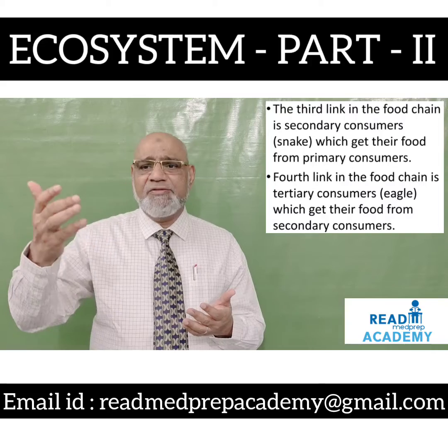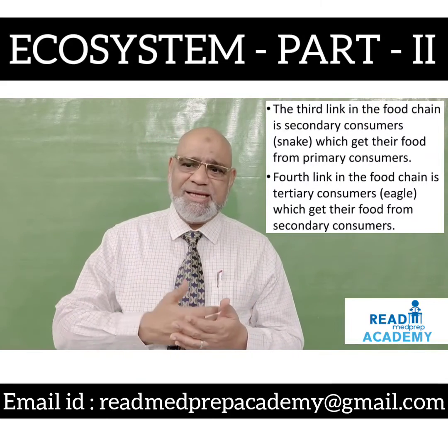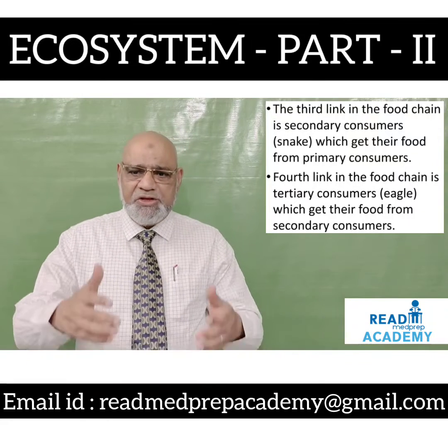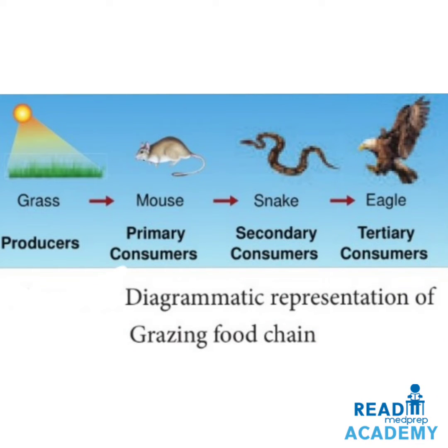The fourth link in the food chain is the tertiary consumers, for example the eagle, which get their food from the secondary consumers. Here in this image, which is a diagrammatic representation of the grazing food chain, you can see the sun's energy is utilized by the grass for the production of food, and this is consumed by the mouse, which is the primary consumer. This mouse is consumed by the snake, which is the secondary consumer, and the snake is consumed by the eagle, which is a tertiary consumer.